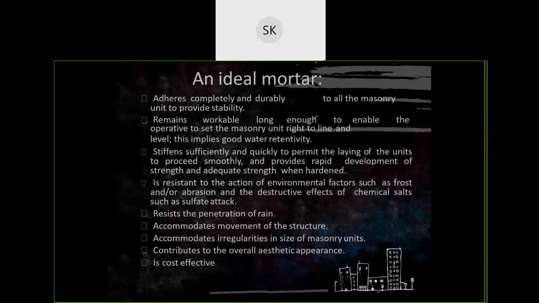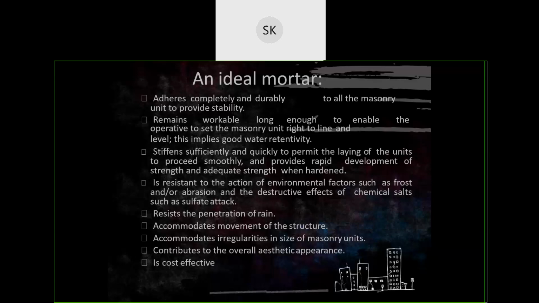So it shouldn't take much time in getting strengthened, and it should have adequate strength, plus it should harden quickly in comparison to other mortars. Its resistance to the action of environmental factors such as frost, abrasion, and the destructive effects of chemical salts such as sulfate attack. So it should be resistant to wet moisture, abrasion, or freezing, which you can call frosting. It should be resistant to all chemical attack.